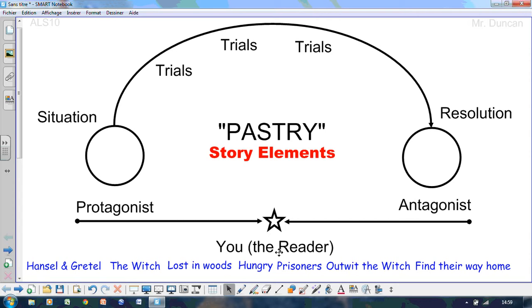but what I want to do here is just sort of give you an example. So I'm going to walk you through a story that many of you already know, and we'll see how those elements work together in order to make the pastry arc that I have in front of you here.